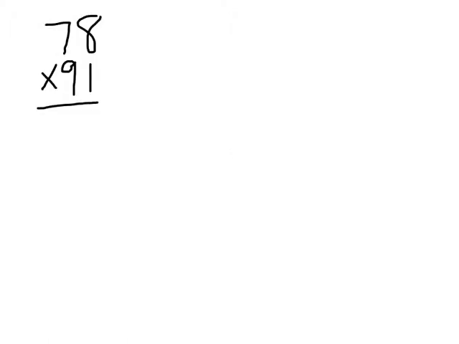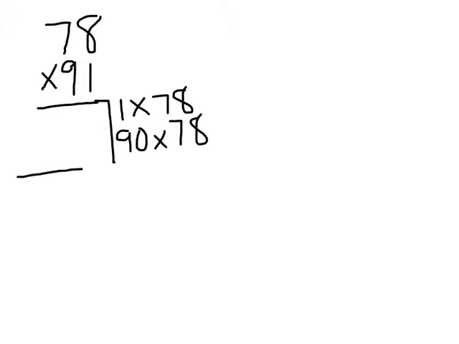Now you try this last one on your own. What's 78 times 91? Let's see how you did. Remember, I'd separate this into 1 times 78 and 90 times 78. And then I would add my products. 1 times 8 is 8. 1 times 7 is 7.